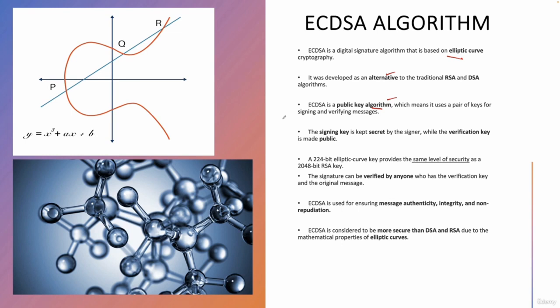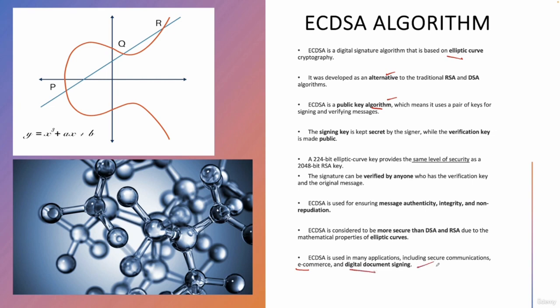So it's considered to be definitely more secure than RSA and DSA. And just to talk about some use cases, ECDSA is normally used in applications including secure communication, where you need to ensure secure communication, e-commerce, like you're doing some transactions online, and digital document signing.